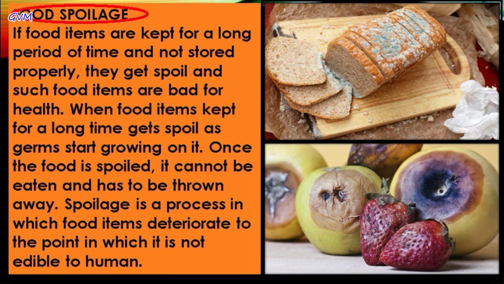Basically this happens when food items are kept for a long period of time and not stored properly. When we do so, the food items kept for a long time get spoiled by germs. Once the germs grow in the food, it cannot be eaten and has to be thrown away. So we can say that spoilage is a process in which food items deteriorate to the point where they are not edible to humans.